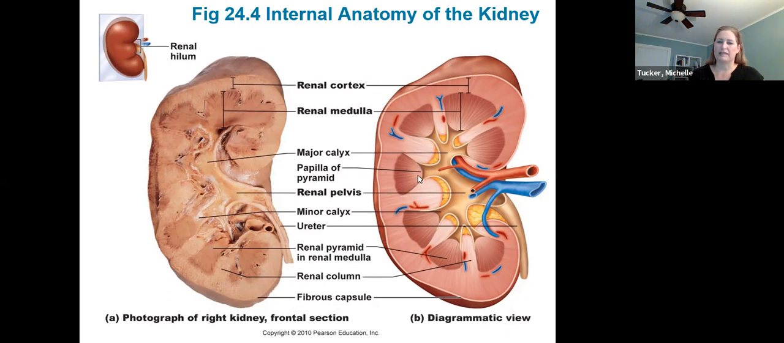So it's this end. And then the papilla is going to drain into a minor calyx. A couple of minor calyces get together and they will drain into a major calyx. And then there are a couple major calyces and they drain into the renal pelvis, and the renal pelvis drains into the ureter.